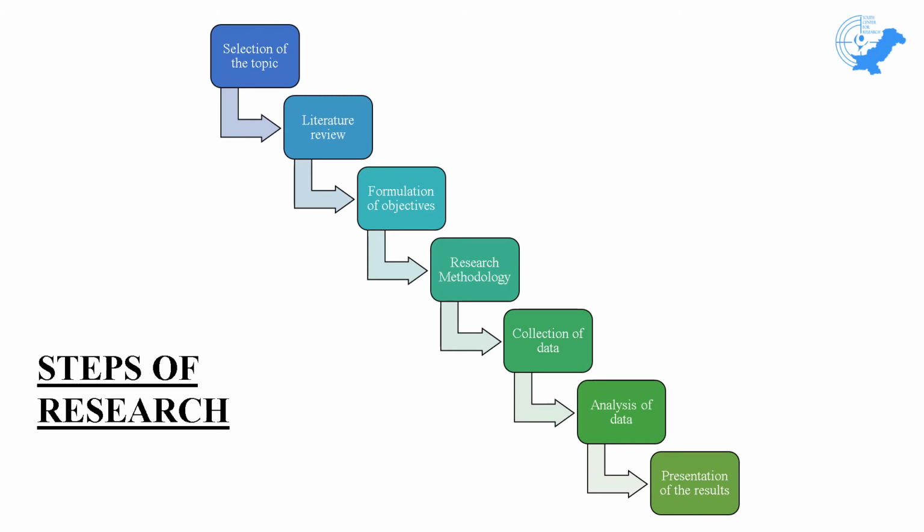Moving towards the steps of the research. The first step is the selection of the topic. The second step is literature review. It is done in order to determine the gap in knowledge and later on work on it. Then the third step is formulation of the objectives. Then the fourth step is research methodology. Appropriate study design and methodology should be picked for research. We will learn more regarding that in upcoming sections.